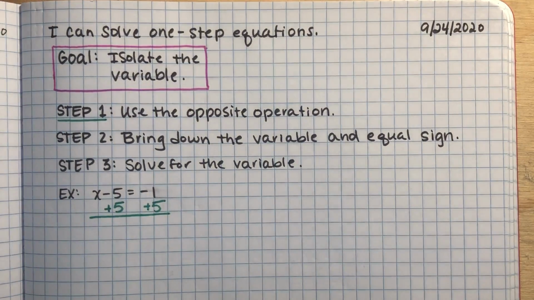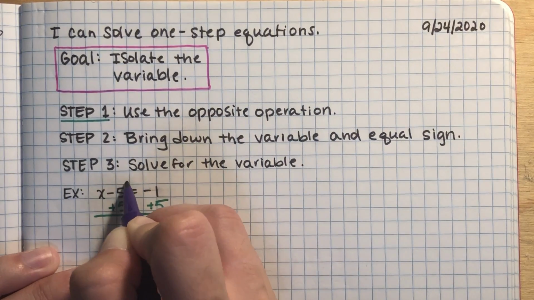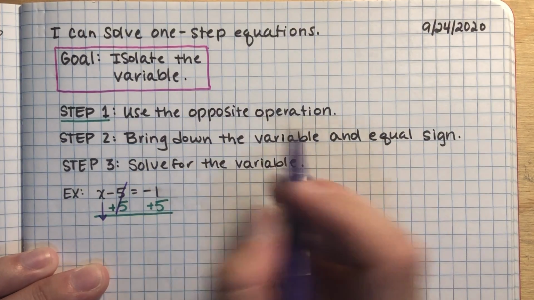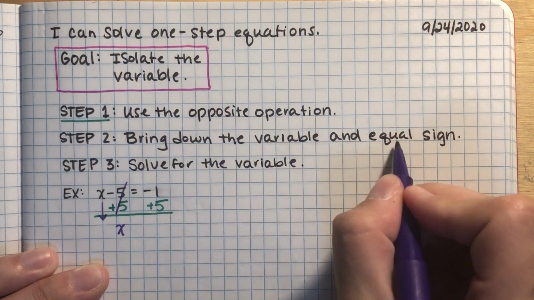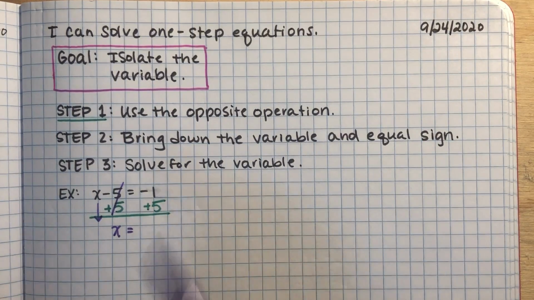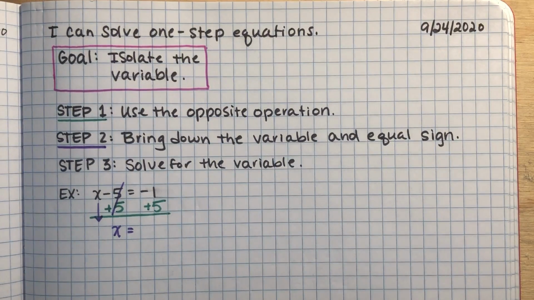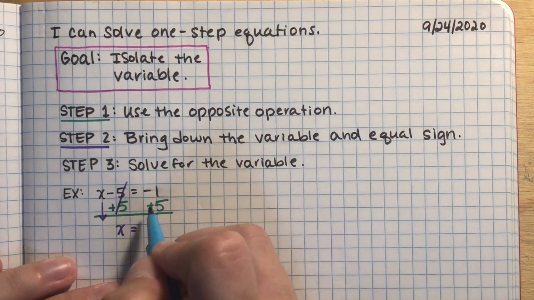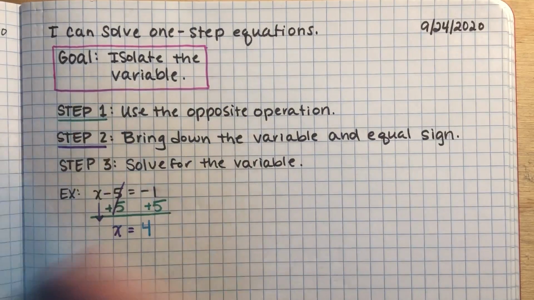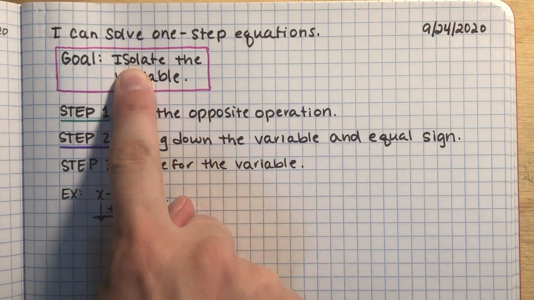Once we add 5 to both sides, the negative and the positive cancel out. I'm going to bring down my variable and my equal sign. And then my third step tells me to solve for the variable. So negative 1 plus 5 gives us 4. And that completes it. We have isolated the variable.